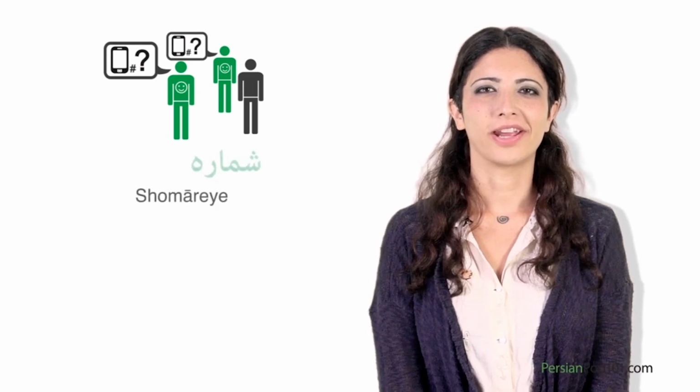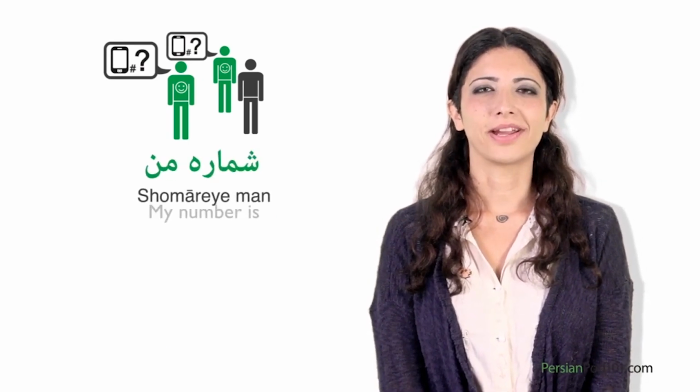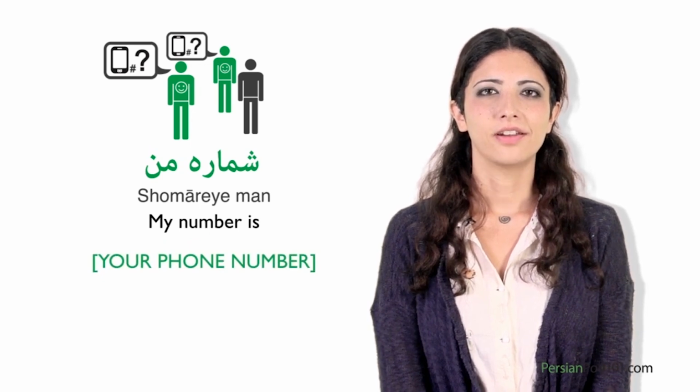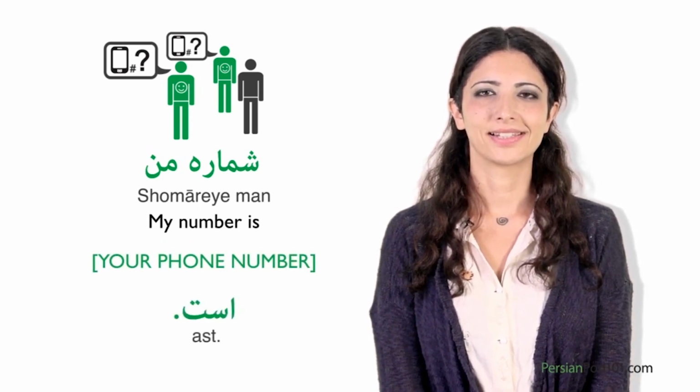You can give your friends your cell phone number in Persian. Let's try it together. We'll use the phrase شماره من, which means my number is. You say the numbers after that and then finish by saying است.